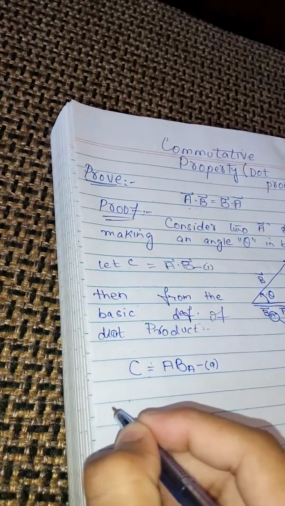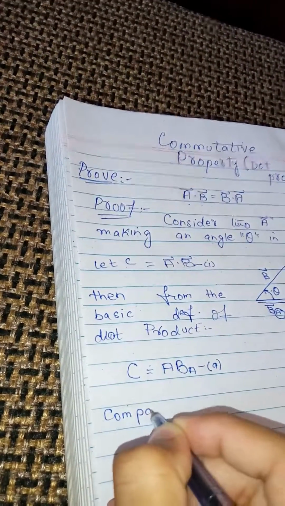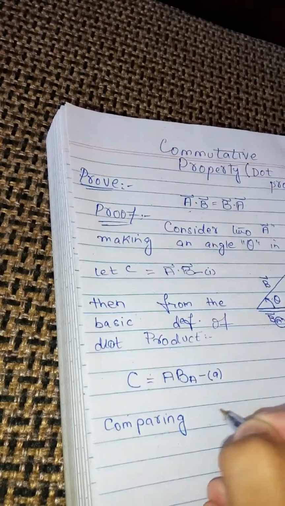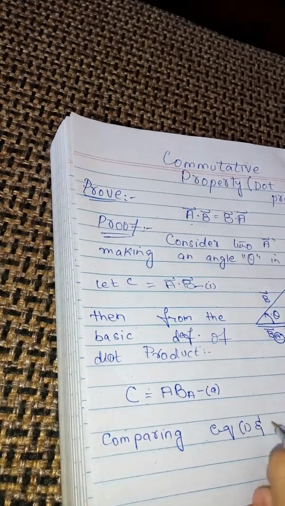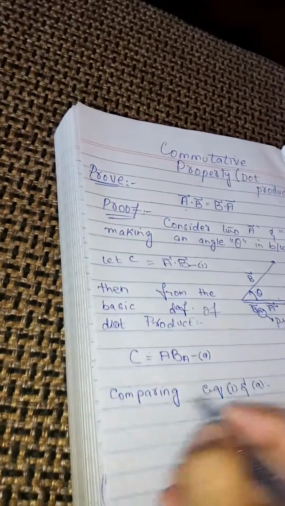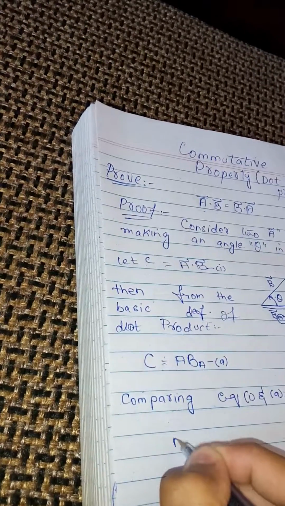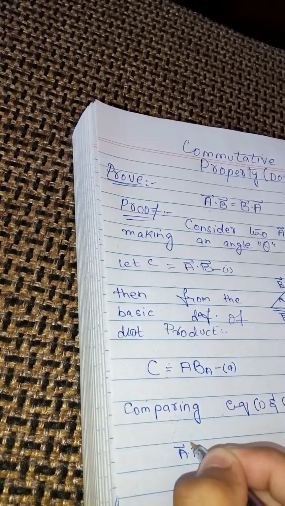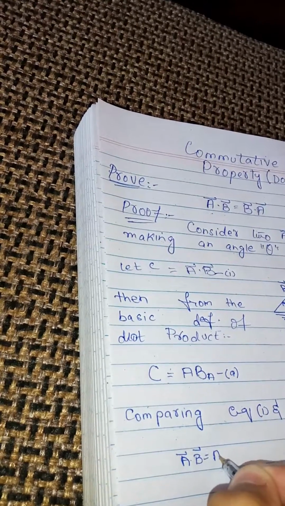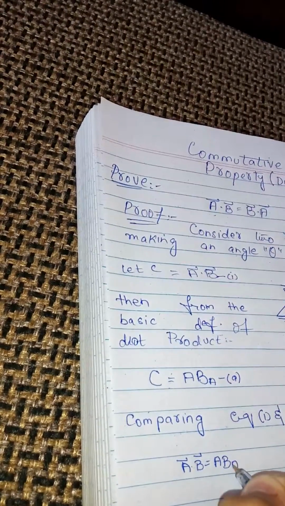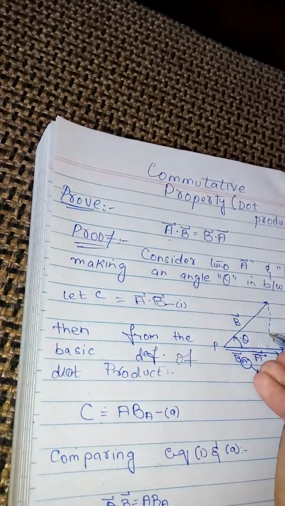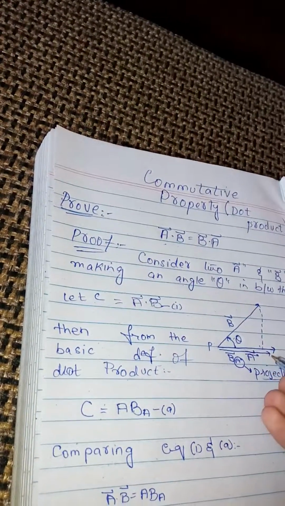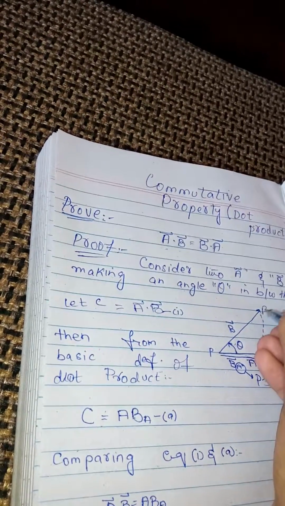So we will compare equation number 1 and a, so that a dot b is equal to a times b_a. Okay, so we will name this triangle. For example, we say this side is p, this is q, and this is r, so that it becomes a triangle.